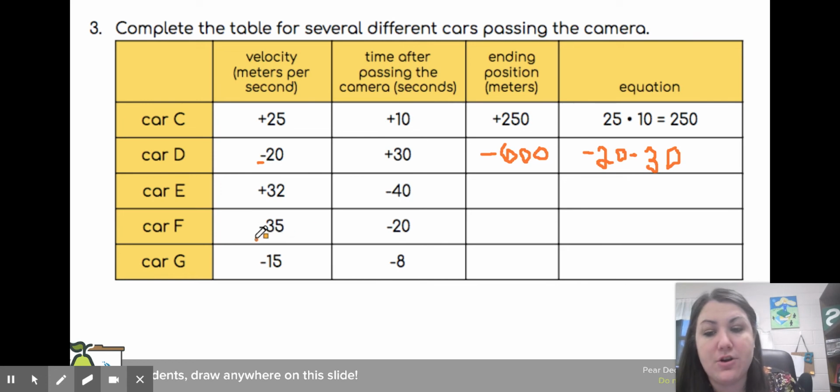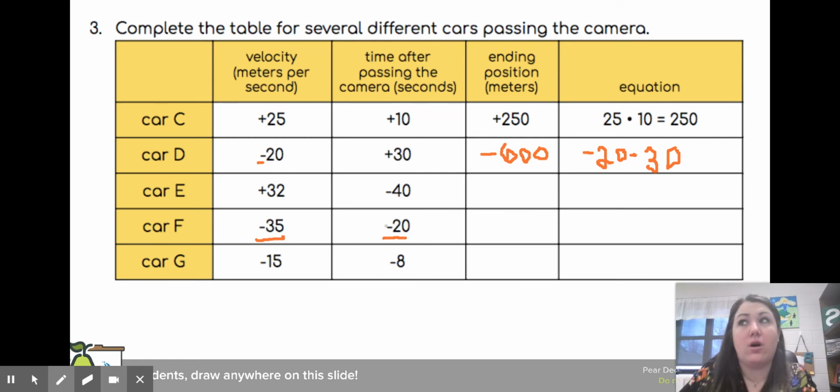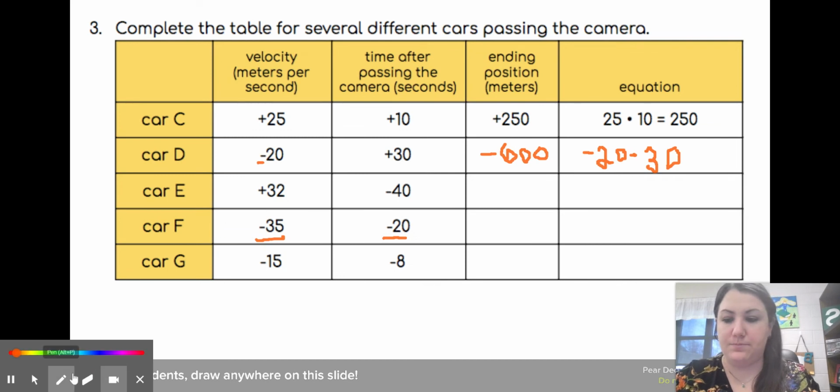Okay. But if you notice, we're going to get down here to a negative and a negative, where we're dealing with, hey, the car is going west 35 meters per second, but I want to know before it reached that 0, 20 seconds before it reached that 0, where was that car? So before it reached 0, before it reached west, it's going to be east. So it's going to be the opposite. Okay. So think about that. Think about your last problems when trying to figure it out.